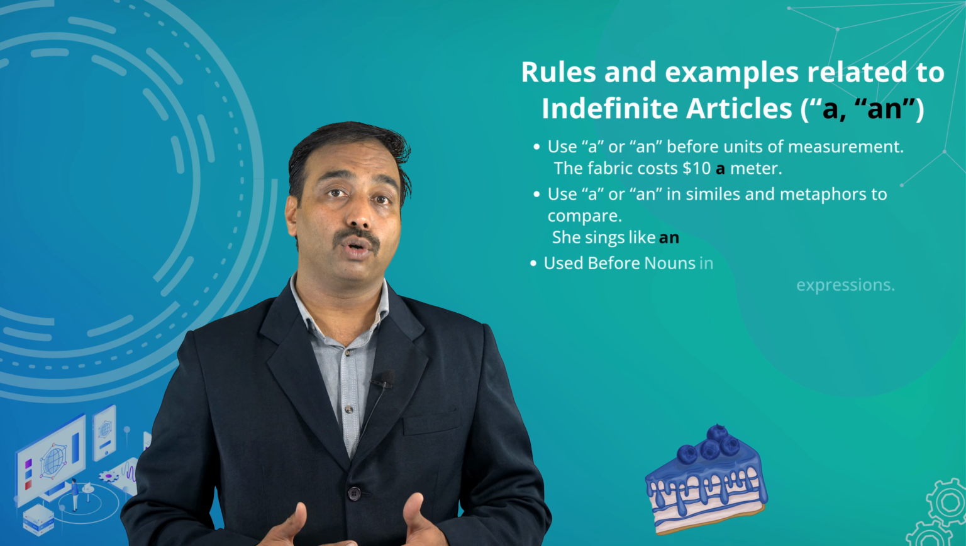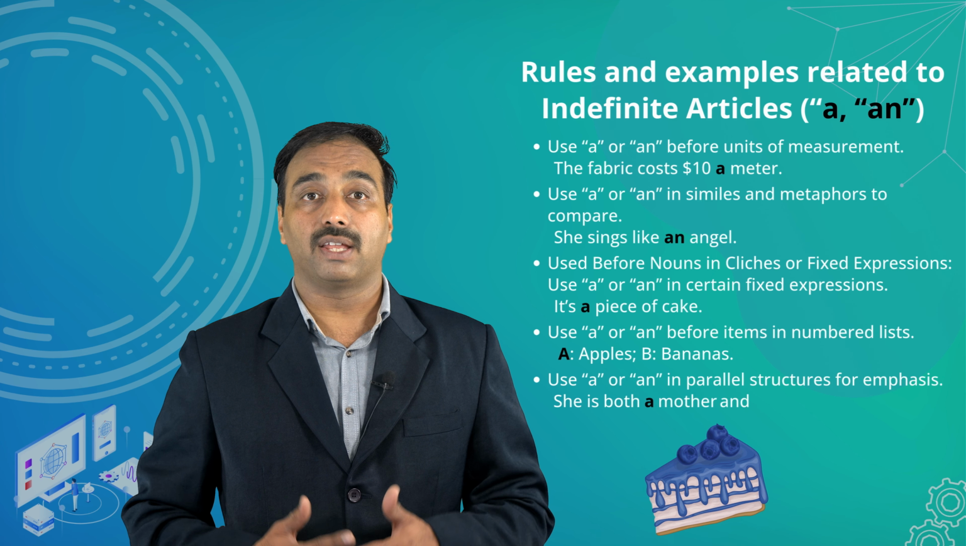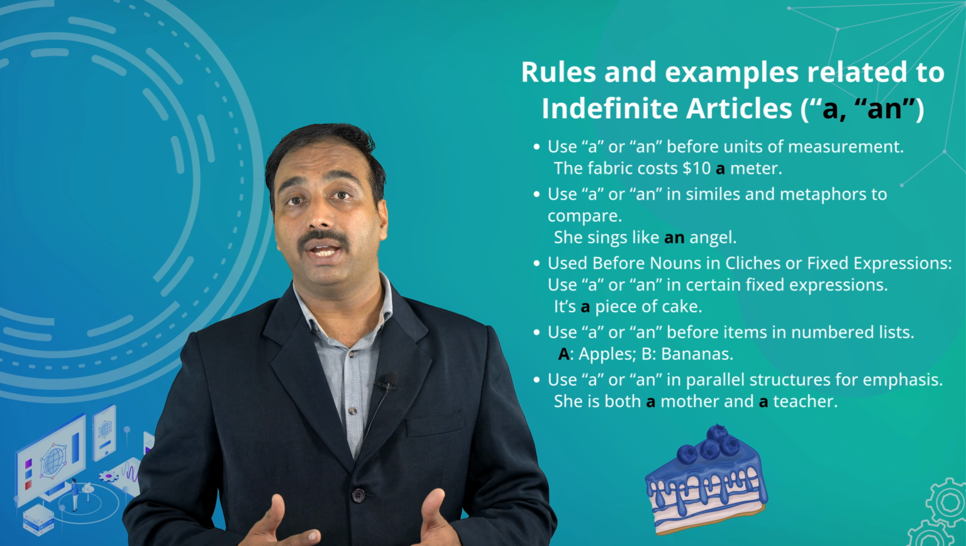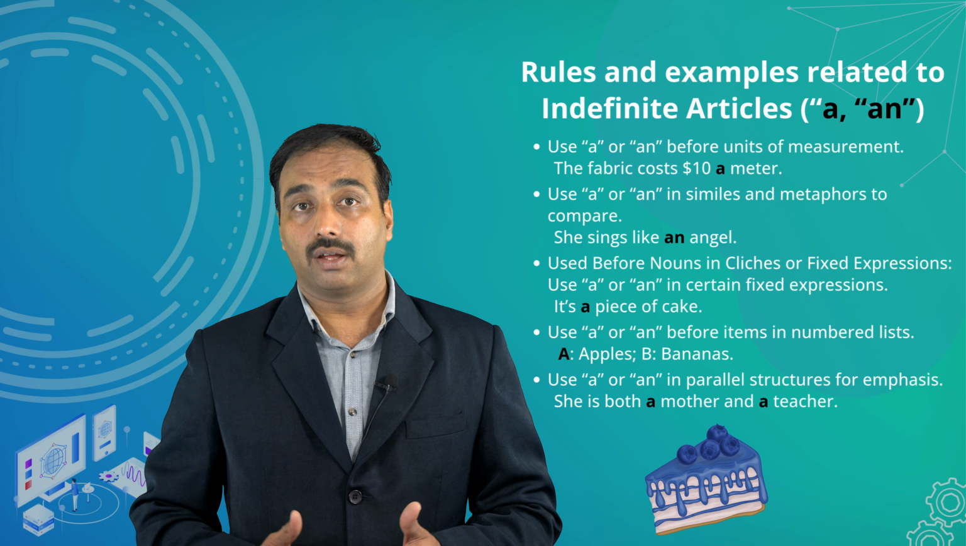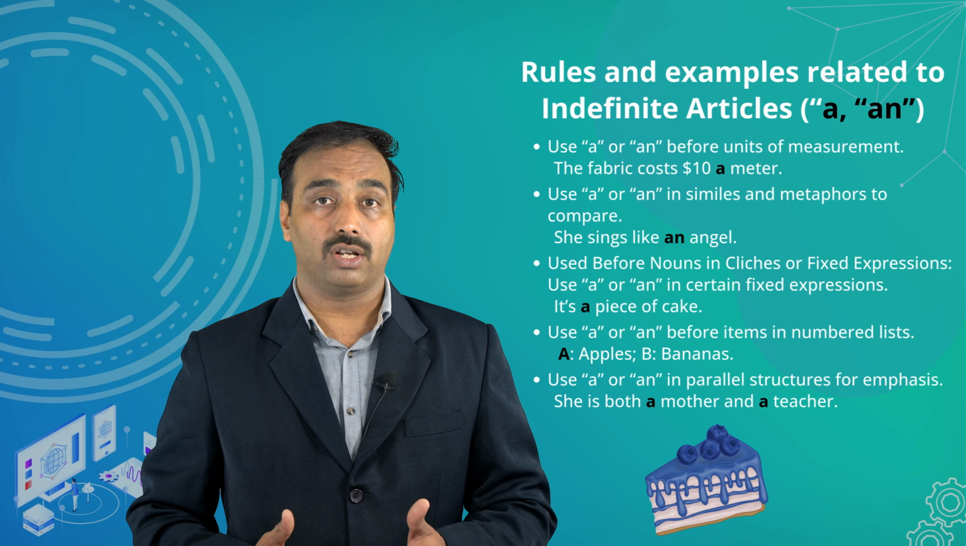Use a or an before units of measurement. For example, the fabric costs $10 a meter. Use a or an in similes and metaphors to compare. For example, she sings like an angel.